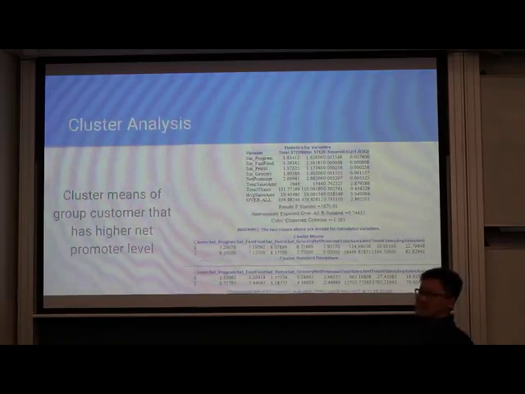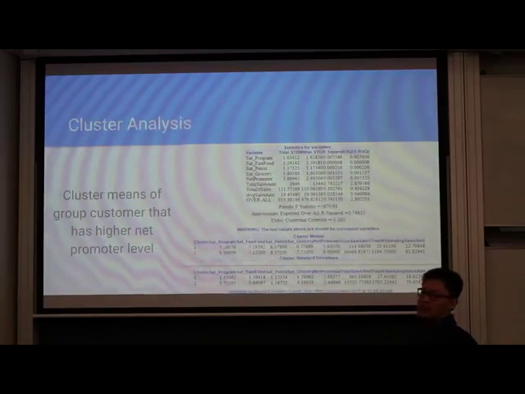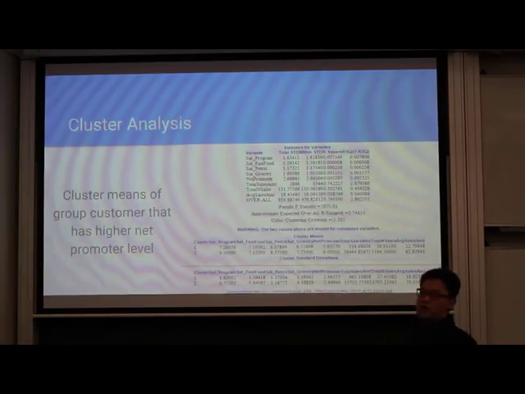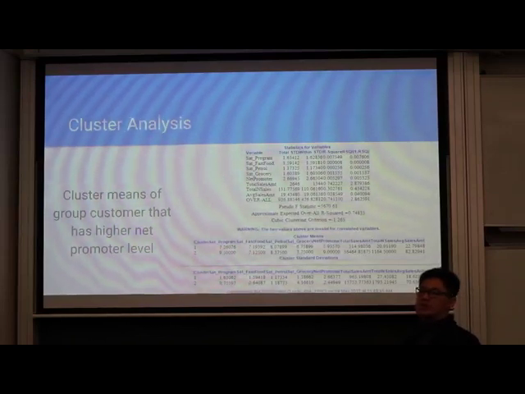Here we can also see that the satisfaction program level is different. For the customers in cluster number 2, we have a satisfaction program score of 9.5. On the other hand, customer cluster number 1 only has 7.2 points, which means that customers that have more satisfaction also result in a higher level of net promoter.